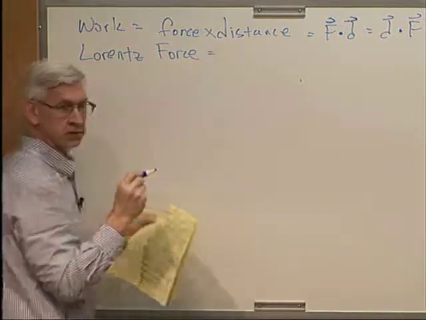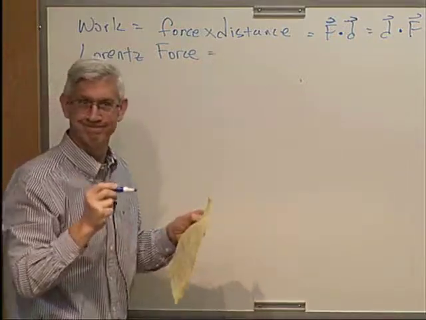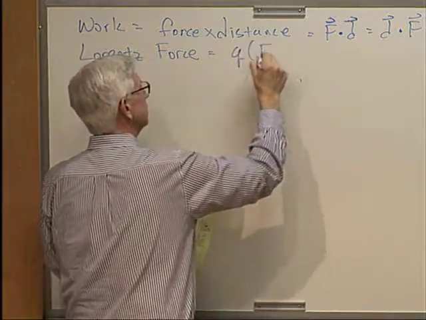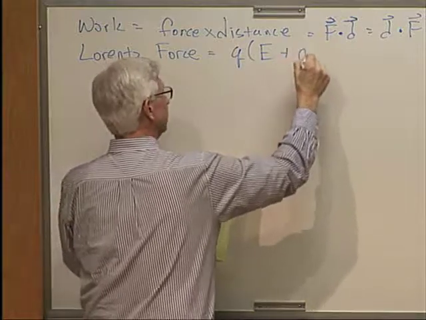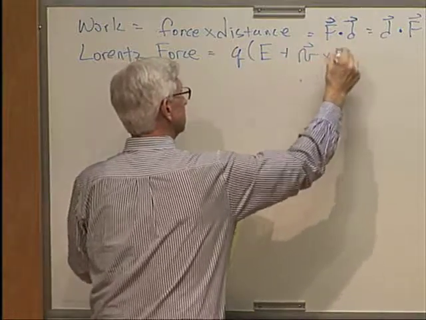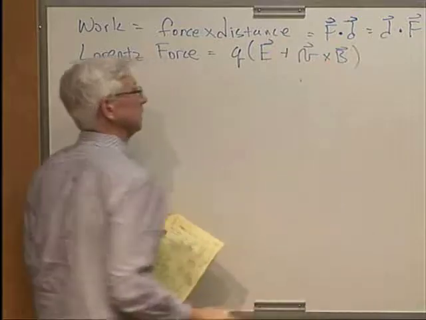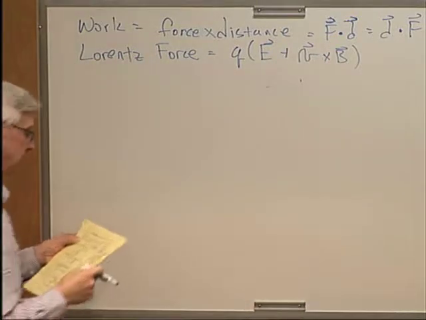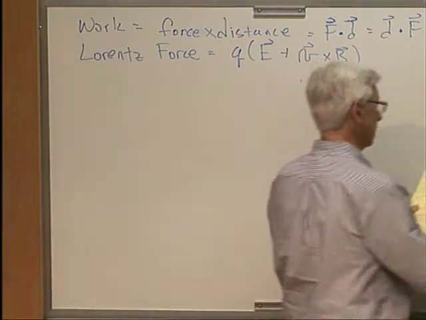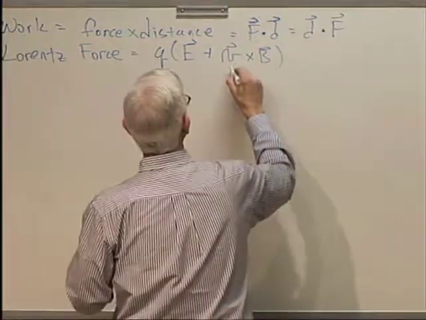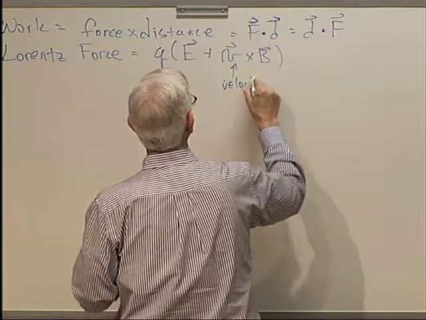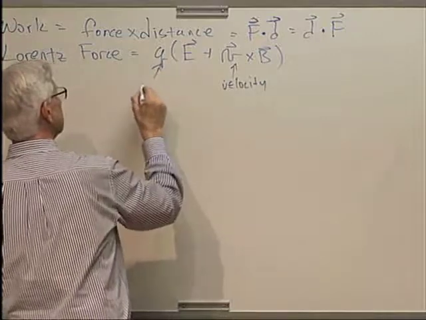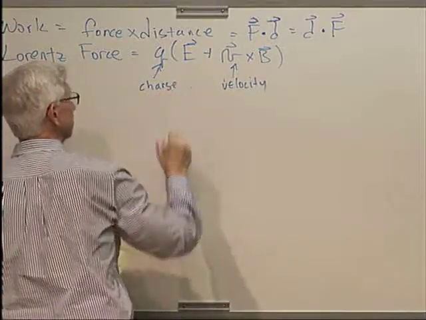Does anybody remember the Lorentz force equation? No. It's a good answer. F = Q(E plus V cross B). Q is charge, E is electric field, V is the velocity of the particle, and B is the magnetic field. Let's just label those. Velocity, you know what E and B are, and this is the charge, which can be plus or minus.